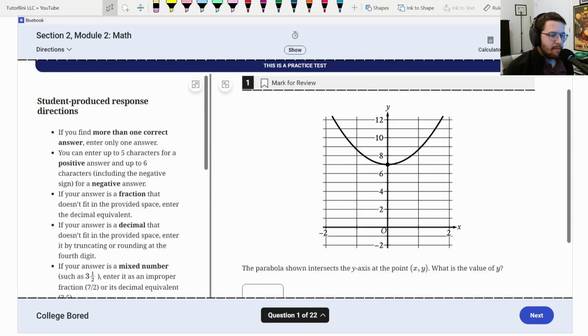This is the beginning of Module 2B. Let's get started with question 1. It says intersects the y-axis at this point. It essentially just wants us to find the y-intercept. So we look at where the graph touches the y-axis, which is right here. I read the graph that it is at 0, 7. It wants to know the y value, which is 7.